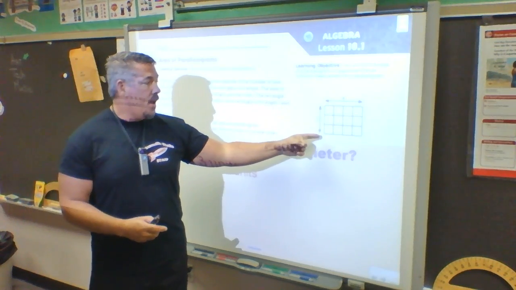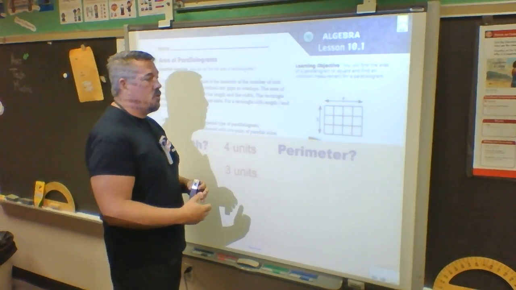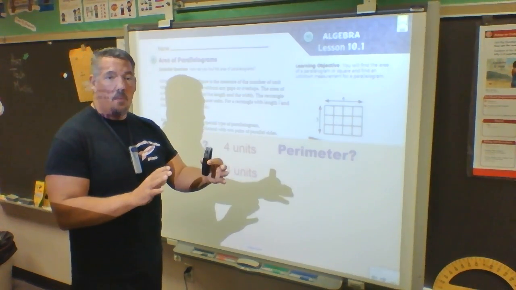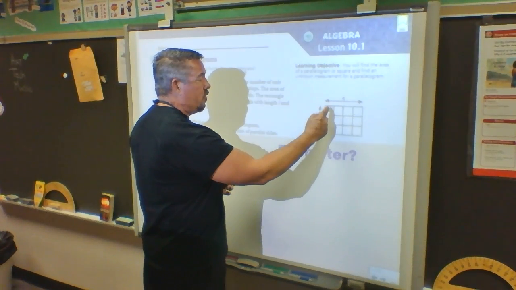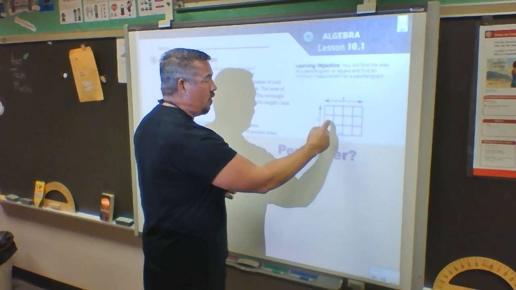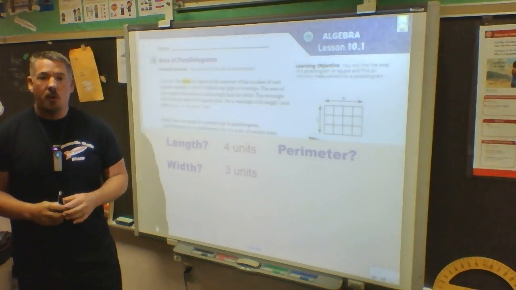On perimeter, I count how many are on the outside. What I've seen some of you do when it came to plotting squares and rectangles on your coordinate planes is you don't count correctly. You count up 1, 2, 3, and then you just try counting around. So you'd end up with 1, 2, 3, 4, 5, 6, 7, 8, 9, 10. That's not the way we count perimeter.